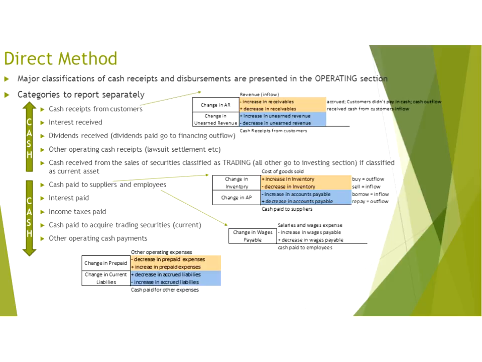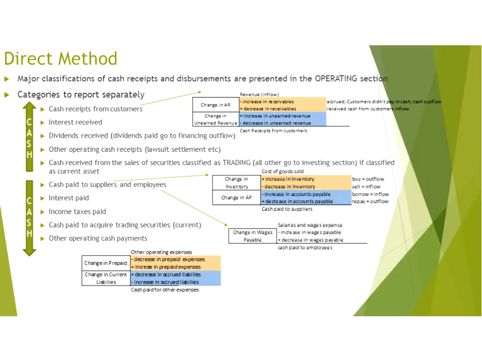Okay, so let's get into more details on the direct method. Again, with the direct method, we're going to have major classifications of cash receipts and cash disbursements actually presented in the operating section of the cash flow statement. So here are the categories that you're actually going to report separately. The first 5 are going to be cash increases or cash inflows. The second 5 are going to be cash decreases or cash outflows.